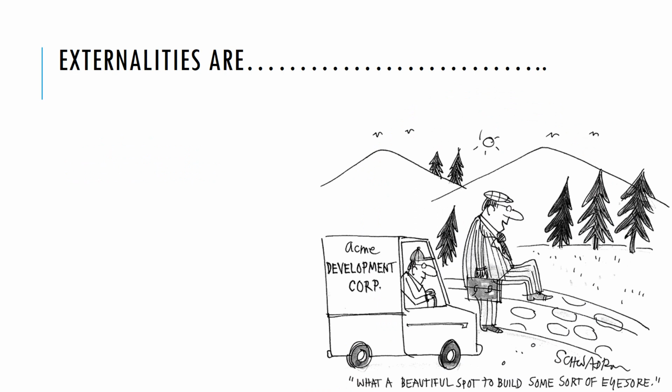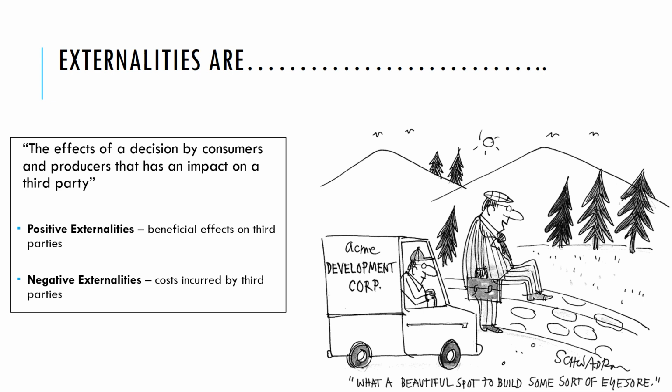So let's start off by reminding ourselves what externalities are. Externalities are the effects of a decision by a consumer or producer that has an impact on the third party. And we've said that they could be positive effects, positive externalities, or they could be negative effects, negative externalities. And in this video, we're going to look at negative externalities and what can be done to try and lessen or solve the market failure that results.